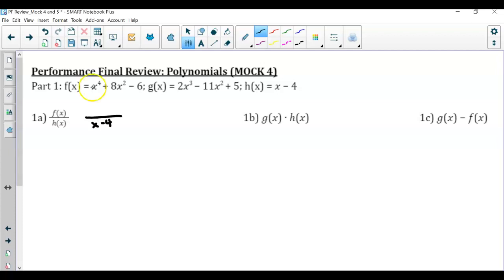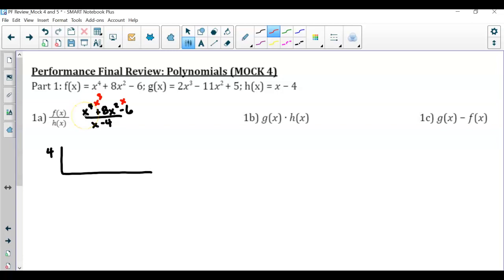So I still have f of x though, which is right here. So x to the fourth plus 8x squared minus 6. So now I'm going to go ahead and set up my synthetic. Remember to change the sign. So this is now positive 4. Now, do we need zeros? Yes. Because notice how we are missing both an x cubed and we're missing x. So we need not one, but we do need two zeros here.